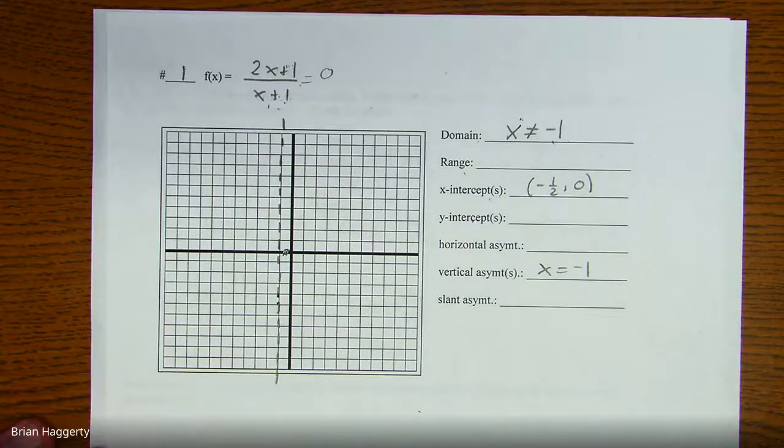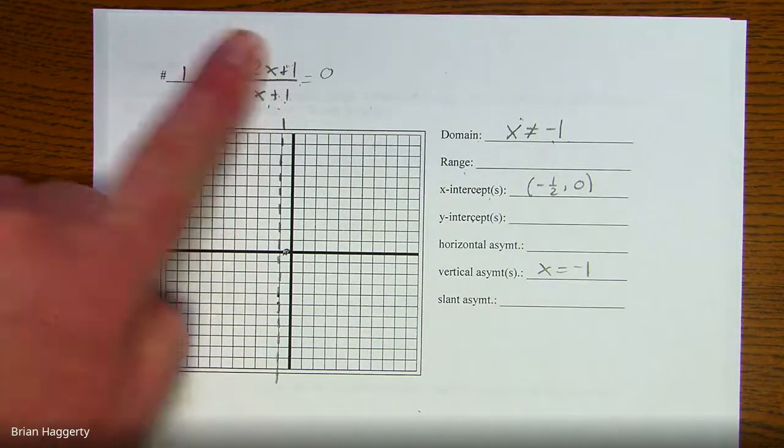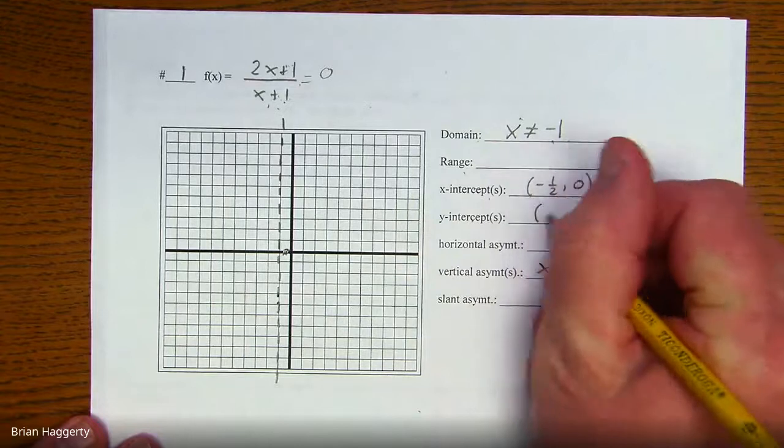Y-intercept is when x is 0. When x is 0, that stuff drops out. You're left with 1 over 1. So your y-intercept is 1.